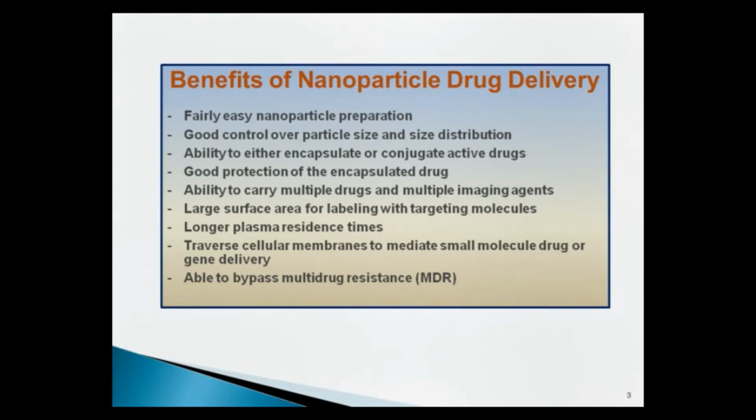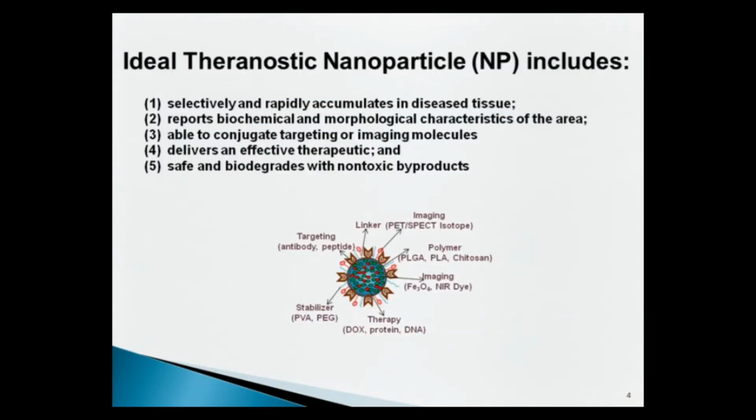This tends to lead to a longer plasma residence time, and the particles can traverse the cell membrane, which often small molecules can't, and this is particularly important for bypassing multi-drug resistance. So what would an ideal therapeutic nanoparticle look like? Well, it should selectively and rapidly accumulate in diseased tissue, should report biochemical and morphological characteristics of the area for molecular imaging. It should deliver a therapeutic dose at the same time, and it has to be safe and, of course, biodegradable.